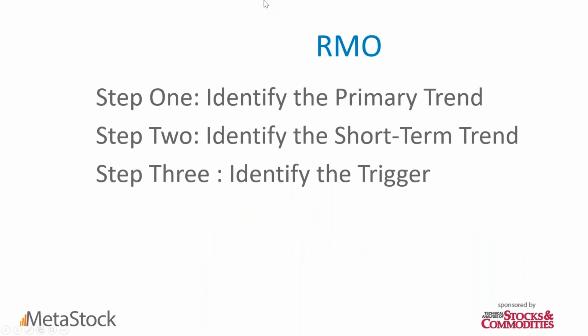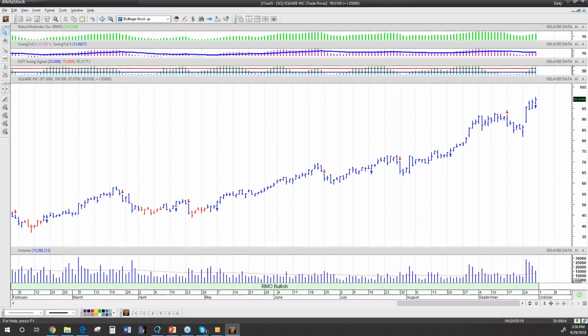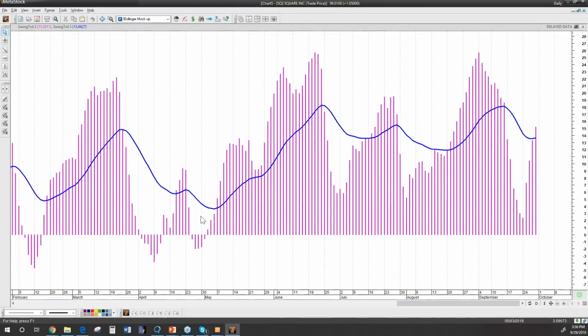So what we get into next is how exactly to get into the stock, and that's where the medium-term trend comes into play. Okay, so if I go back into the chart here, and we look at these two indicators again, we're going to talk about the relationship of the pink line to the blue line. The pink line, as I just said, is the short-term trend, and the blue line is the medium-term trend.